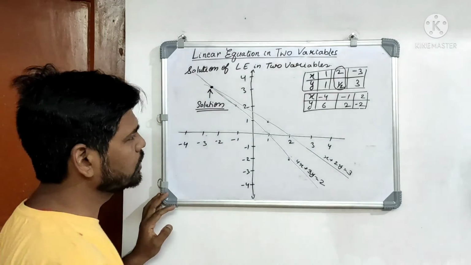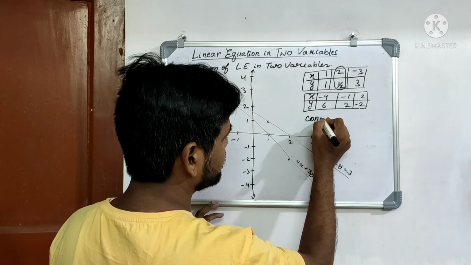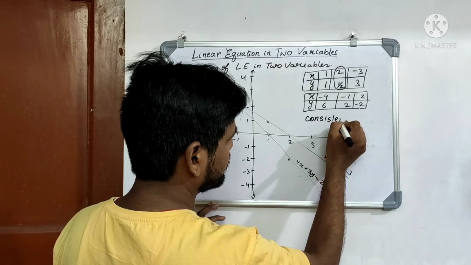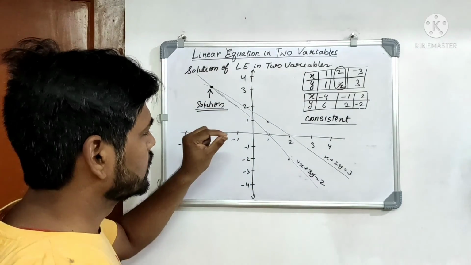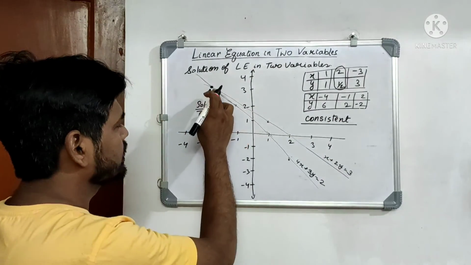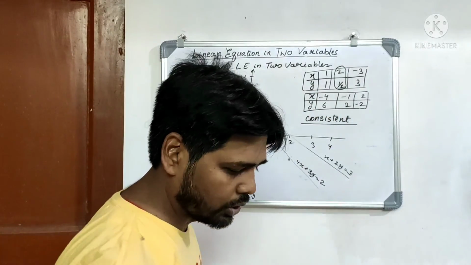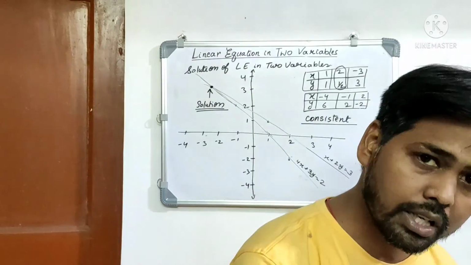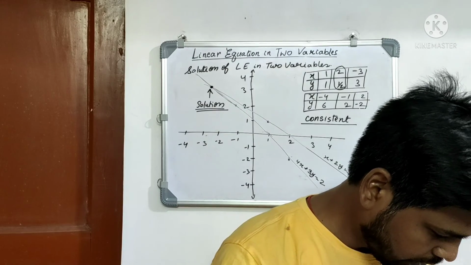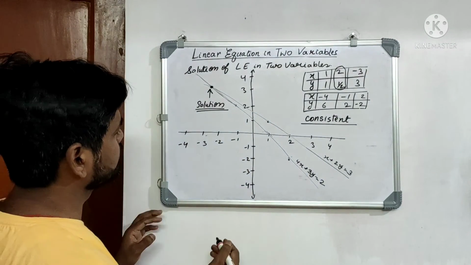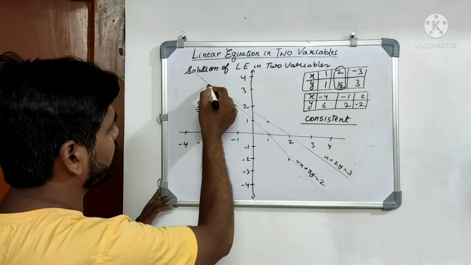Now from this we can conclude that this particular system of equations is consistent. Fine, dear friends. Since this system has only one solution, it is a consistent system. And here we can see that the solution we have obtained is -1 and 2, where the point meets.